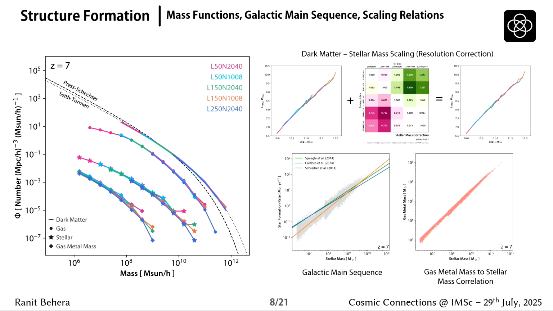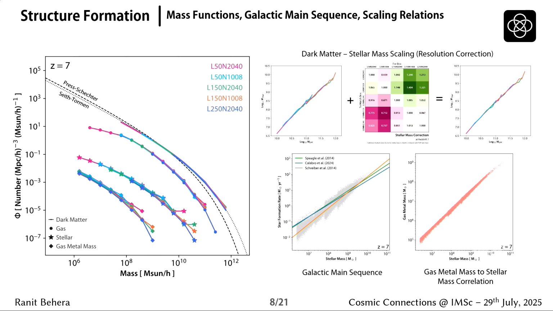So before going to light generation, we want to make sure that our structure formation is okay. Here we see something called the dark matter halo mass function. This is similar to the luminosity function, where instead of counting the brightness in various bins, you count the mass in various bins. And we see that for various resolutions of our boxes, they are on top of each other, which is a good thing because you want to make sure your results don't depend on your resolution. This is good for dark matter. Also for the gas particles, that is pretty well converged. But for star and gas metal mass, you see a small deviation, which is coming because of the resolution effect. And then there are techniques.